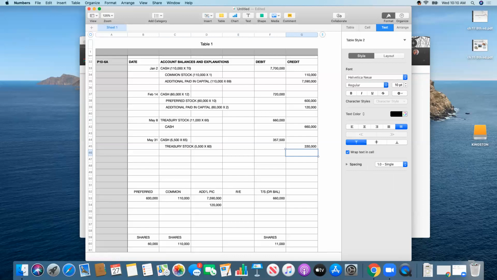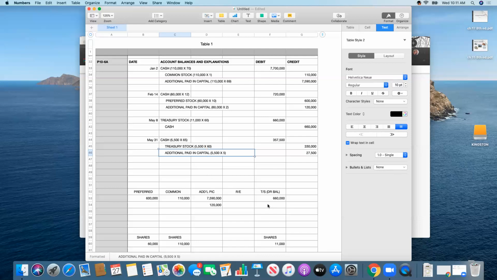Okay, so now what? You've got a debit of 357,500 and a credit of 330,000. You need $27,500 to balance the entry. Additional paid in capital. You could just leave it at that, or if you wanted to, you could calculate 5,500 shares times $5 a share, the difference between 65 and 60.